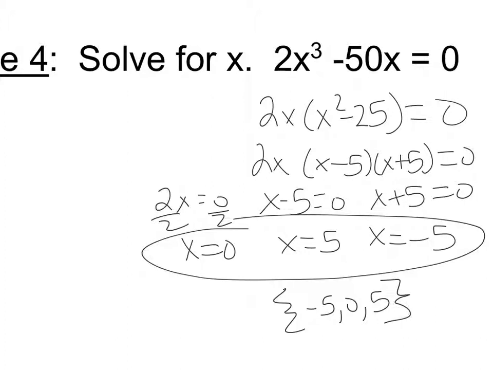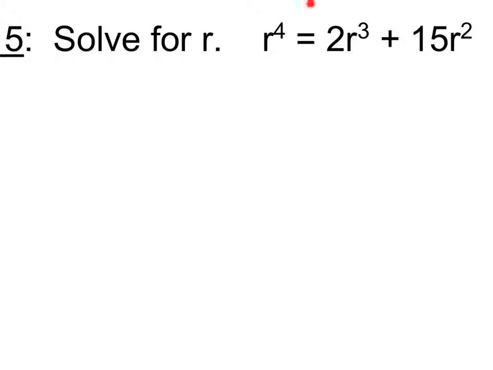Okay, let's take a look at another one. Alright, does it equal 0? No. So bring these over because I want to keep the largest exponent positive. So we're going to have r to the fourth minus 2r to the third minus 15r squared equals 0.